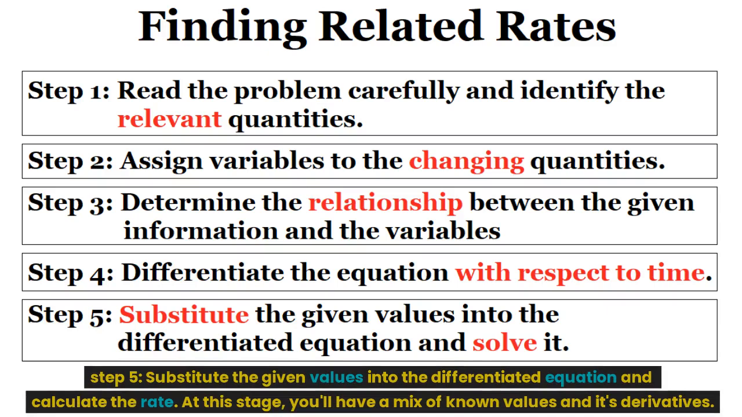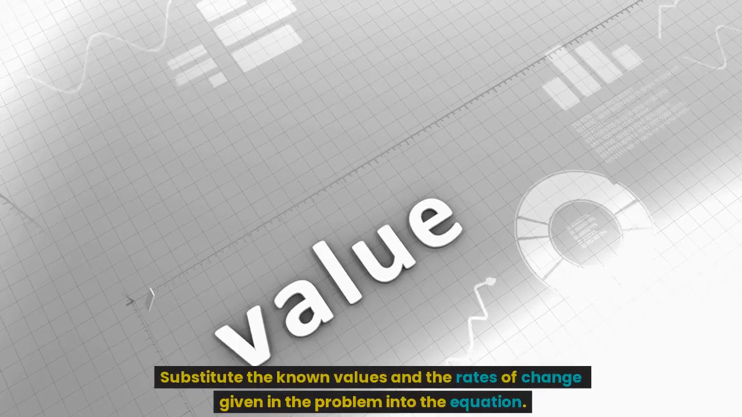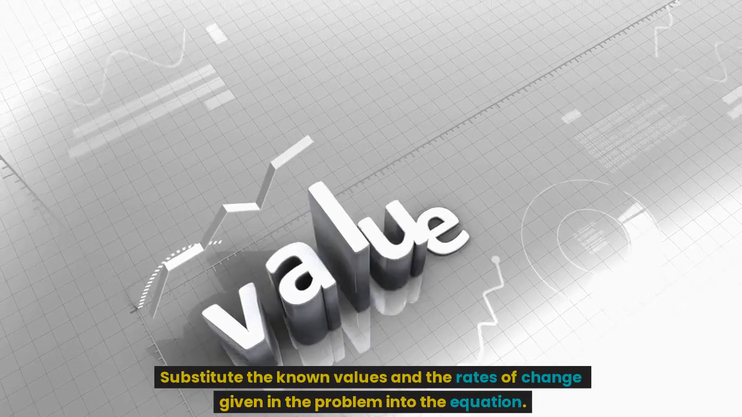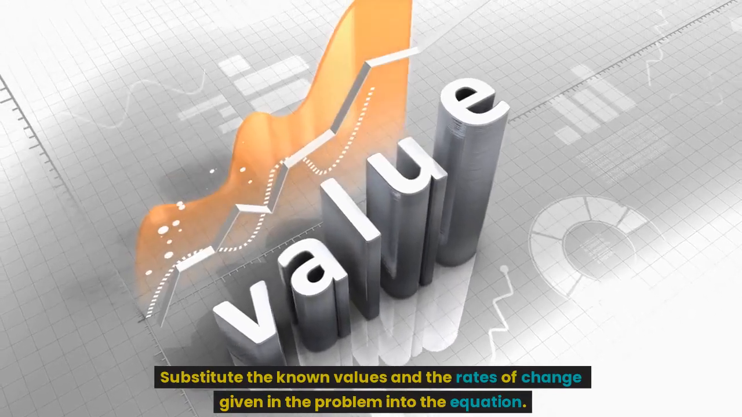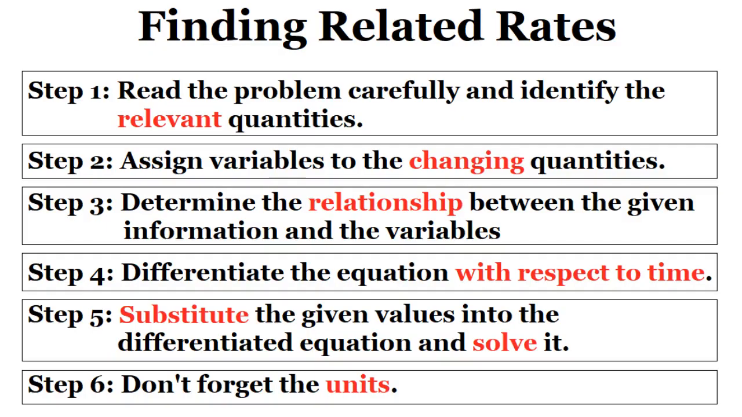Step 5. Substitute the given values into the differentiated equation and calculate the rate. At this stage, you'll have a mix of known values and unknown derivatives. Substitute the known values and the rates of change given in the problem into the equation. Step 6. Don't forget units. Remember to include units in your final answer to indicate the rate of change.